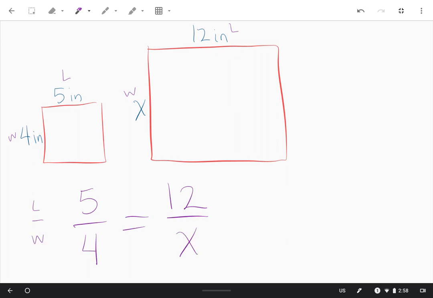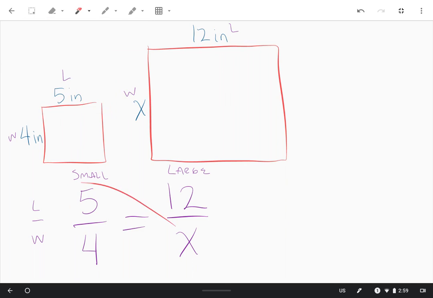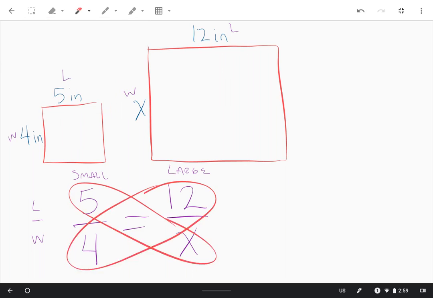That's our unknown. So you see here we have the small rectangle, here we have the large rectangle. We have the length going across the top of each fraction, and we have the width going across the bottom of each fraction. Using what we learned about cross multiplication, if I multiply these and I multiply these, 5 times x is 5x equals 12 times 4.